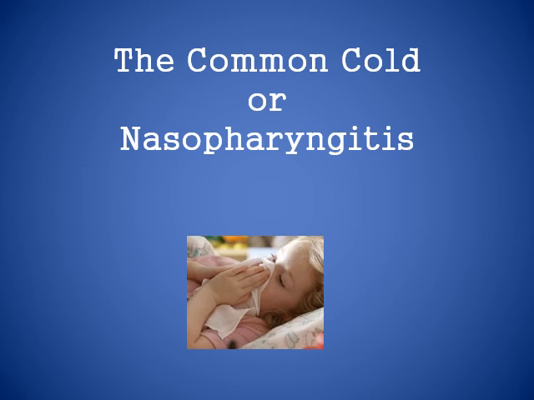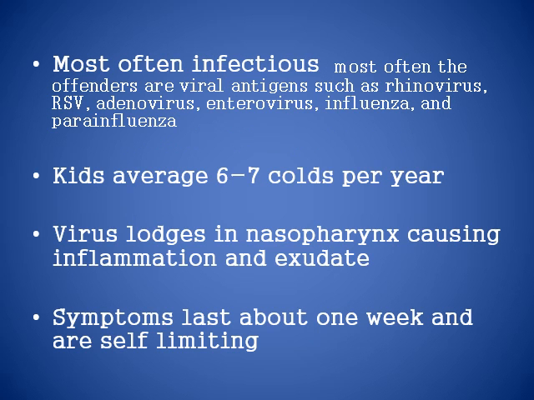So the common cold, or nasopharyngitis, is what we call it. Most infections are caused by viral antigens, such as rhinovirus, RSV, adenovirus, enterovirus, the flu. Kids can, on average, get 6 to 7 colds per year. Viruses lodge in the back of the throat, causing inflammation and exudate formation, causing the airway to swell a little bit. Symptoms last about a week and are self-limiting.